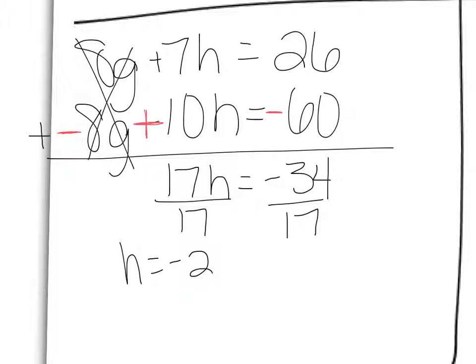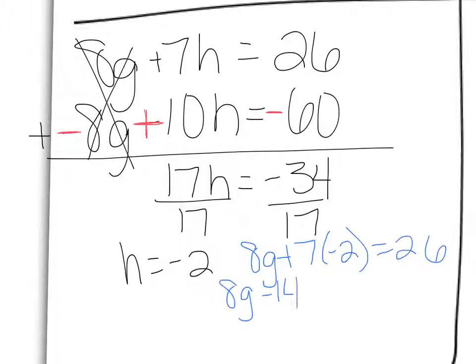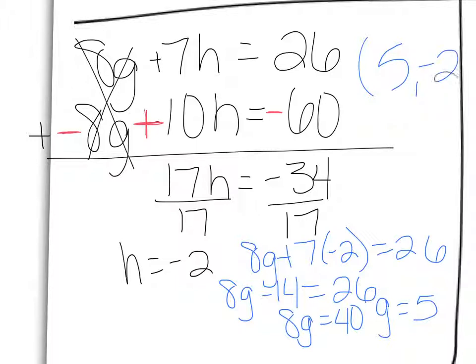And whenever you plug that back into one of your original equations, you can solve for g. So 8g minus 14 equals 26. So 8g equals 40. So g equals 5. Which one comes first? G. So 5, comma, -2. Easier? Okay, I won't tell you. I'll let you guys do this entire one by yourself. Last one.